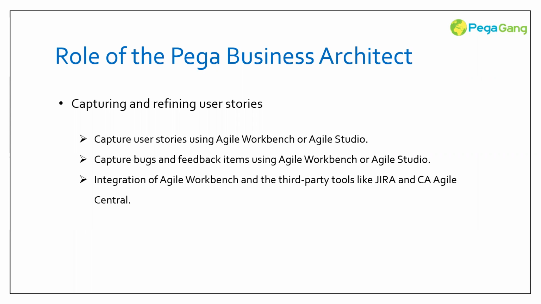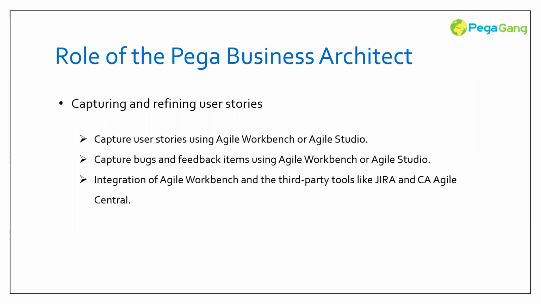There might be some customers who might be very adamant to use a few of the third-party tools like Jira and CA Agile Central. So we can actually integrate Agile Workbench, which is part of Pega, and transfer all the requirements, all the user stories into the Pega application. And these are the ways in which we can capture and refine the user stories.